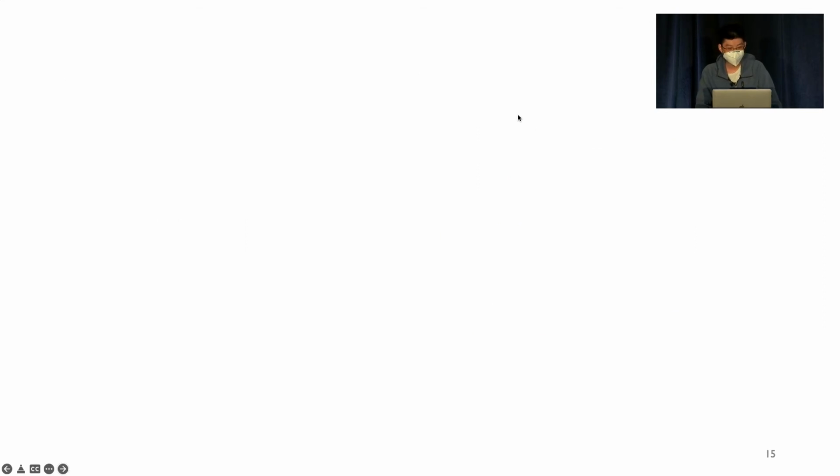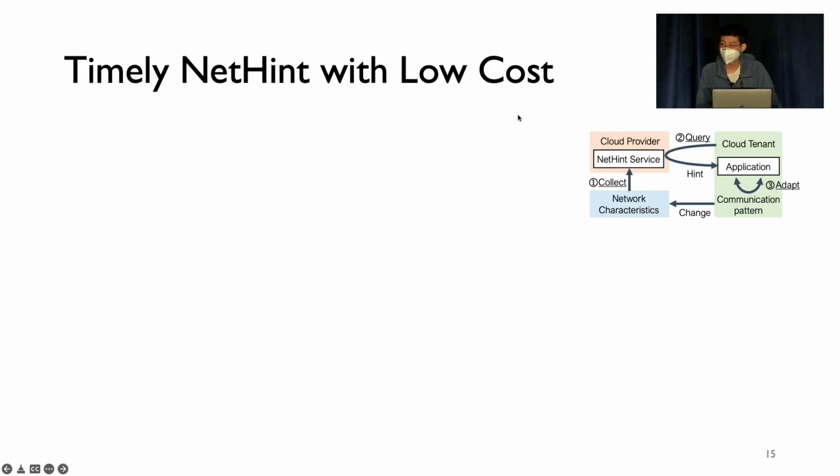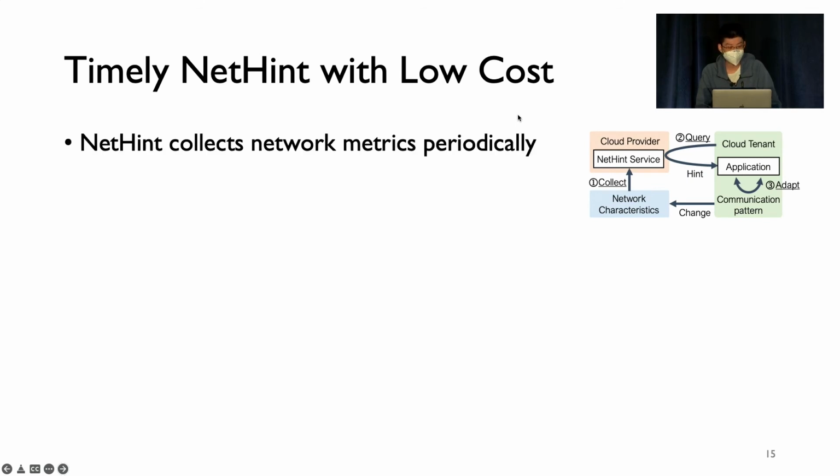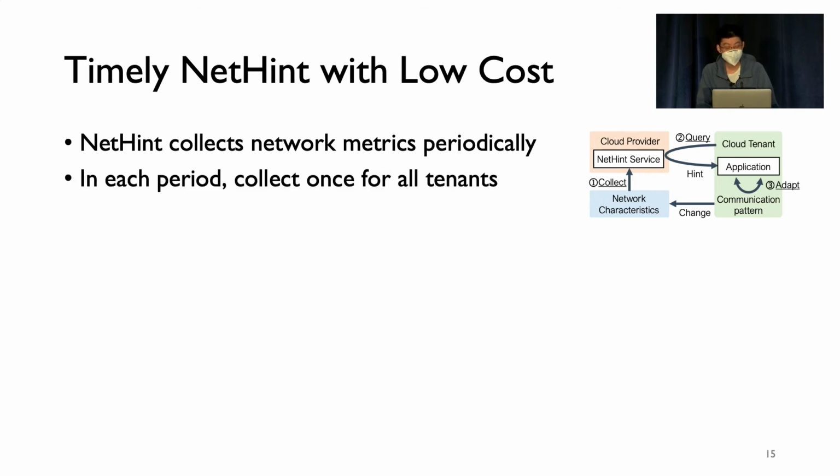For the second question, how to provide hints with low cost, NetHint deploys the daemon on each physical machine and collects the network metrics periodically. Different from user probing, the collected network information can be used for all tenants, so there is no extra computation cost for each single tenant.